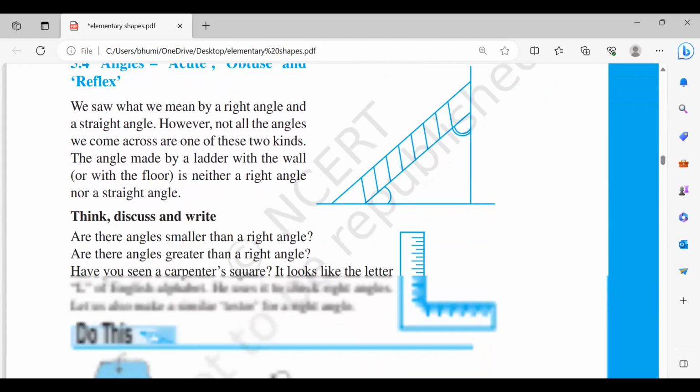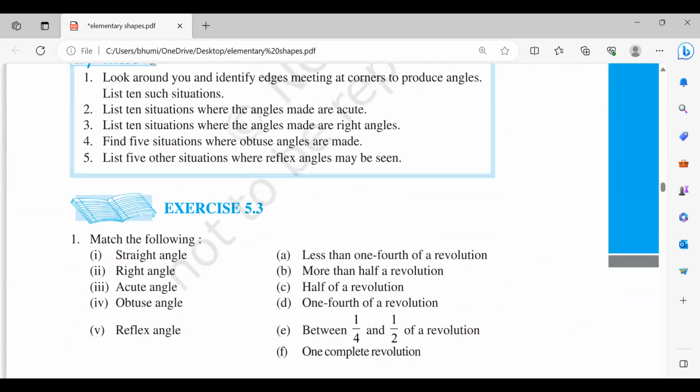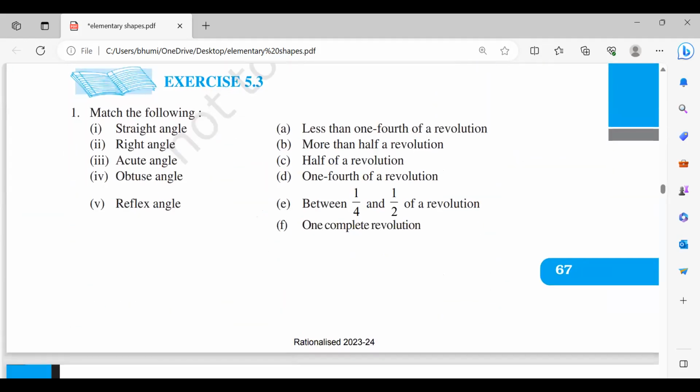Okay. Coming to the next exercise. Match the following. Straight angle, half of a revolution. Right angle, 1/4 of a revolution. Acute angle, less than 1/4. Obtuse angle, more than half. Reflex angle, between 1/4.